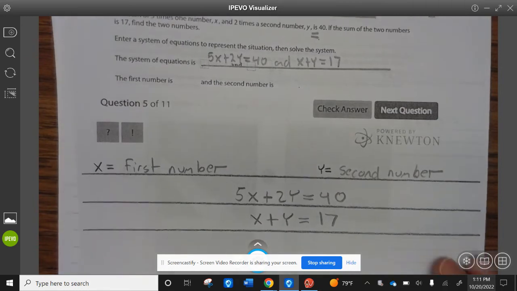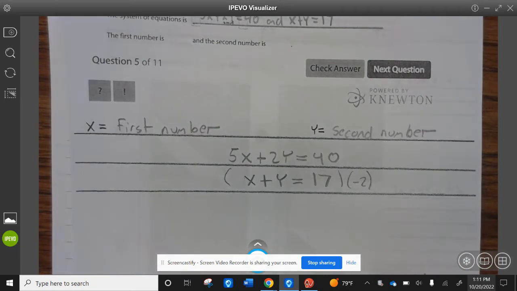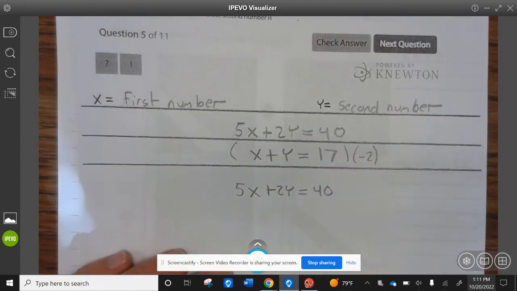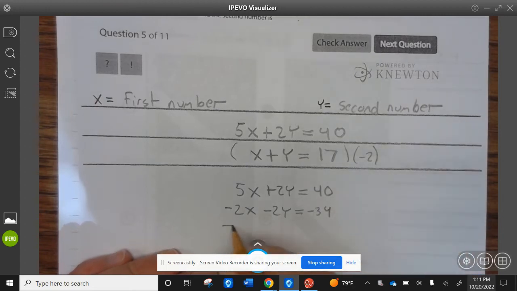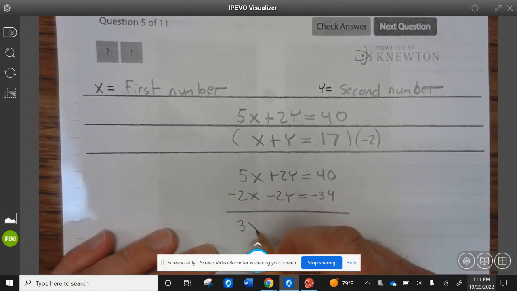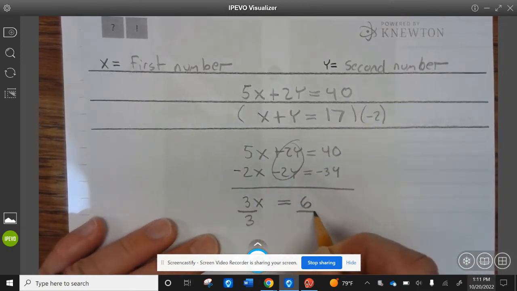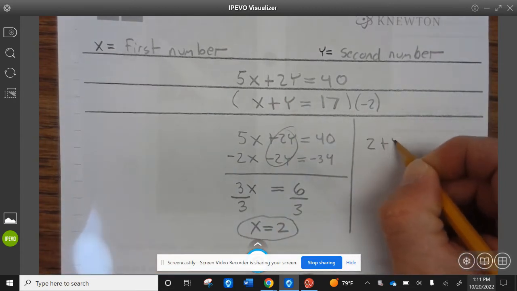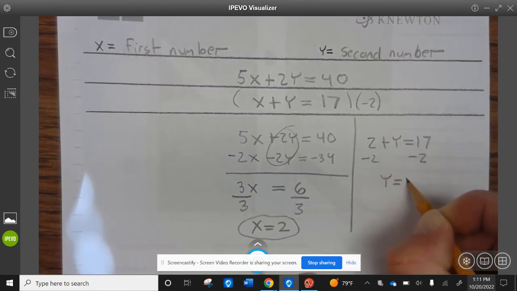All right, so now to solve, we're going to multiply the second equation by -2. So then that's 5x plus 2y equals 40. That's -2x minus 2y equals -34. So then that's 3x plus that becomes 0 equals 6. Divide both sides by 3. X equals 2. We're going to plug that number into the second equation. So 2 plus y equals 17. Subtract 2 from both sides. Y equals 15.